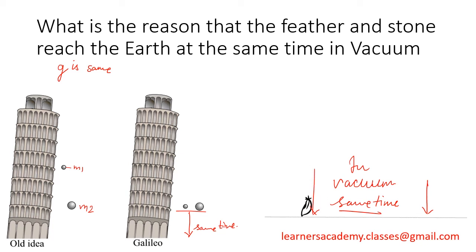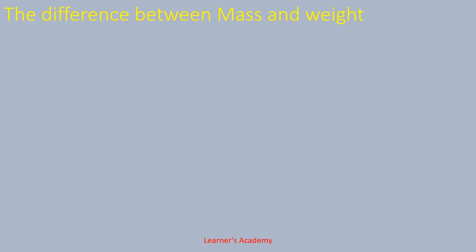Alright, now what is the difference between mass and weight? In our day-to-day life we use the word weight for both mass as well as for weight. Say for example, when we say an object has got a weight of 10 kg, what we actually mean is the mass of the object. Okay, that is the mass that we have calculated.